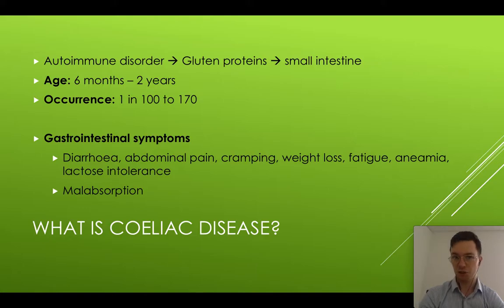Celiac disease is an autoimmune disorder where your body makes an immune reaction to gluten proteins, which you get from eating gluten. And this will lead to damage of your small intestines. It commonly occurs in children from 6 months to 2 years, but it can be a little older. And the occurrence is 1 in 100 to 170 children.